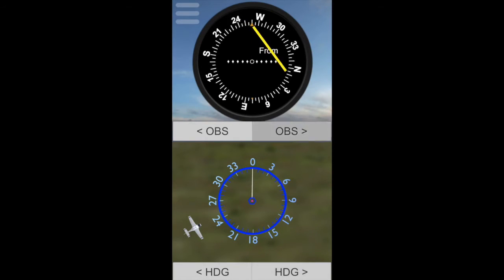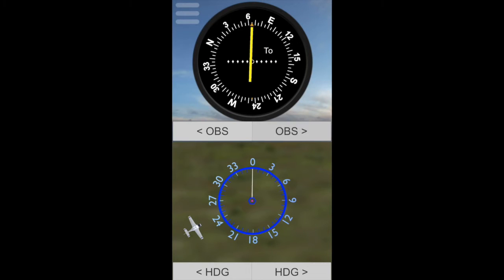And indeed, if I turn the OBS to 065, I'm getting the needle centered and a TO indication. Why? Because 065 plus or minus 90 is 155 and 335. If I'm on that half, it will be a FROM. If I'm on the other side, it will be a TO. So that's correct. And if I turn my plane heading to 065, I'm going to fly straight to that VOR as long as I keep that needle centered the way it is.